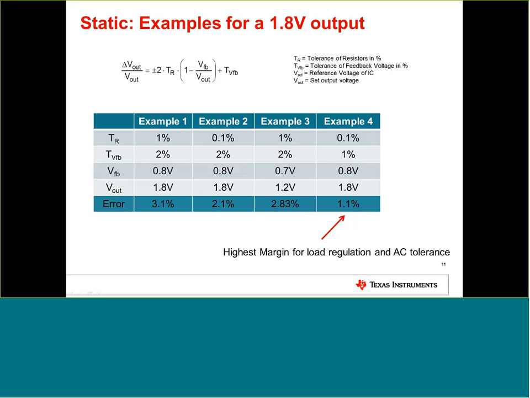And in these examples, we can see example 4 now shows the best accuracy. It's 1.1%, and if we have a total tolerance of 5%, of course we now have the highest margin for the AC tolerance. So for 5% we would have 3.9% of tolerance for the AC, for the transient.